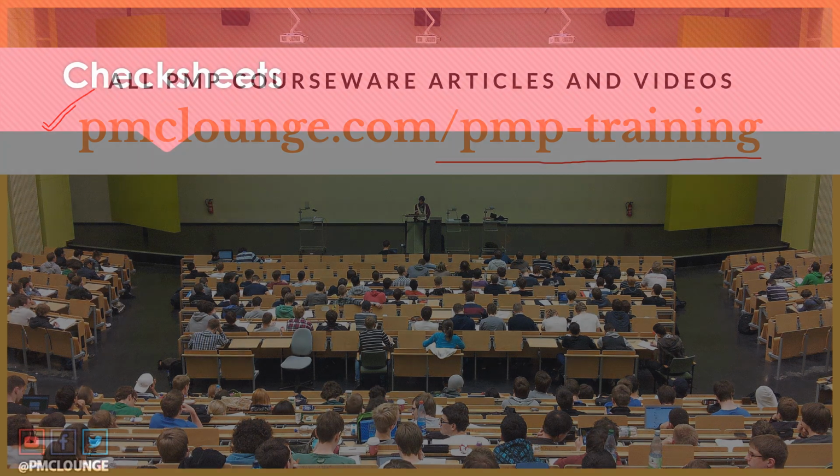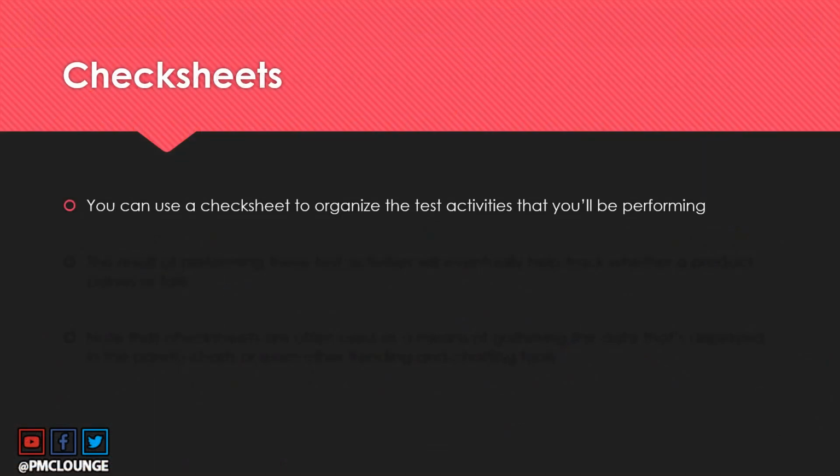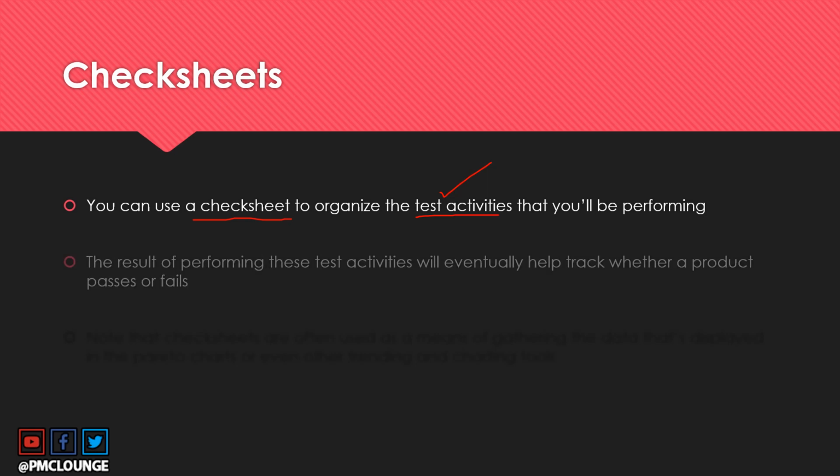Now, you can always use a check sheet to organize the test activities that you will be performing. So if you're working on a software development project or any other project for that matter that requires certain testing activities, you can always use a check sheet or a checklist to organize and list all the test activities that you will be performing. One of the advantages of this is the fact that you have all the test activities organized, and then you can start noting down the result of performing these test activities.